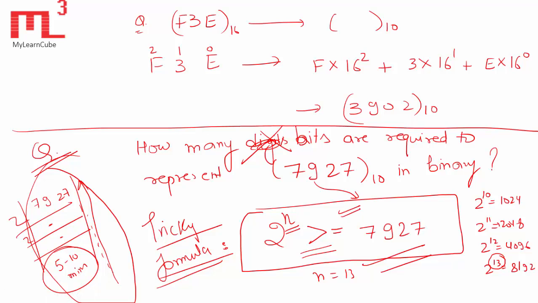Just use this formula, write it down in your notes, and find the least value of n for which this equation holds. That value of n will be the answer. Okay.